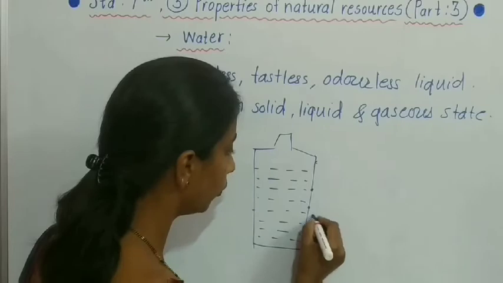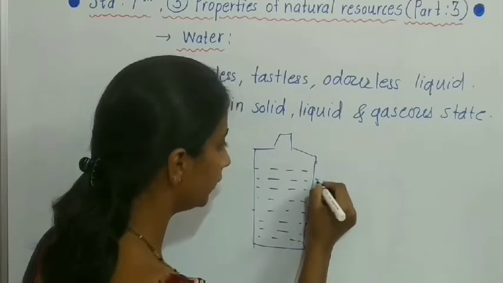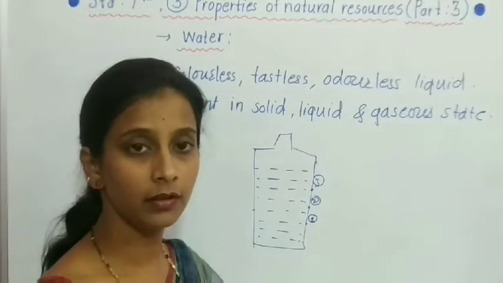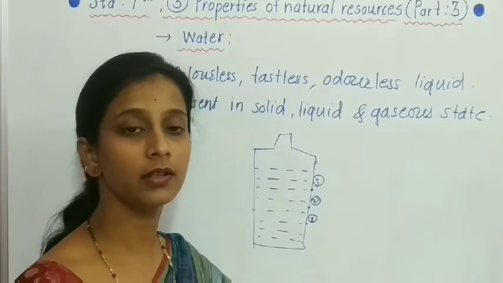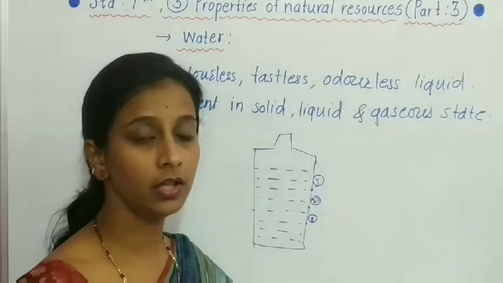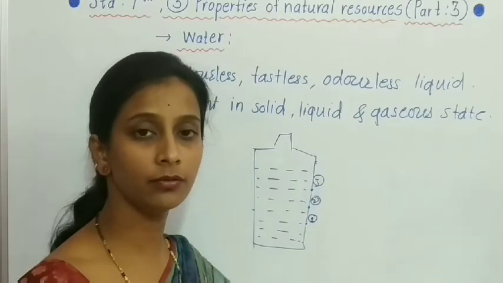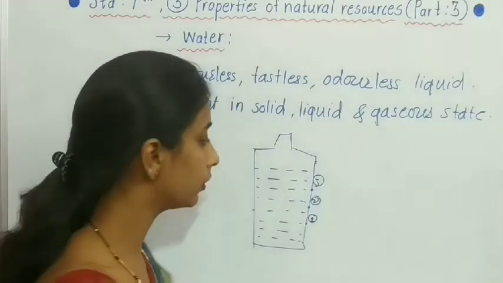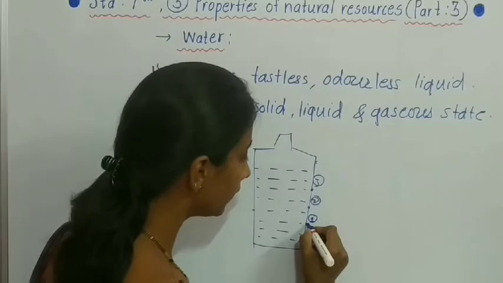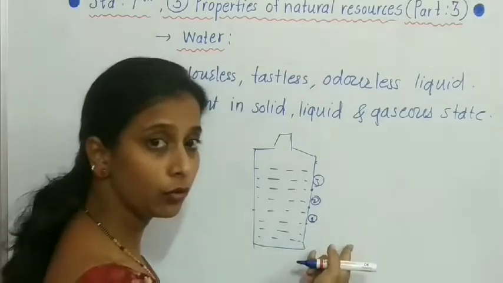Suppose this is hole number 1, this is hole number 2, and this is hole number 3. Now students, as we are piercing the bottle, as we are making holes on it, the water which is present inside the bottle is trying to come out.